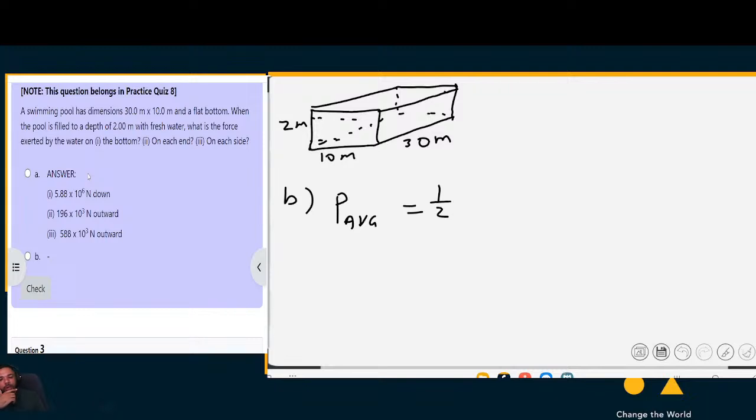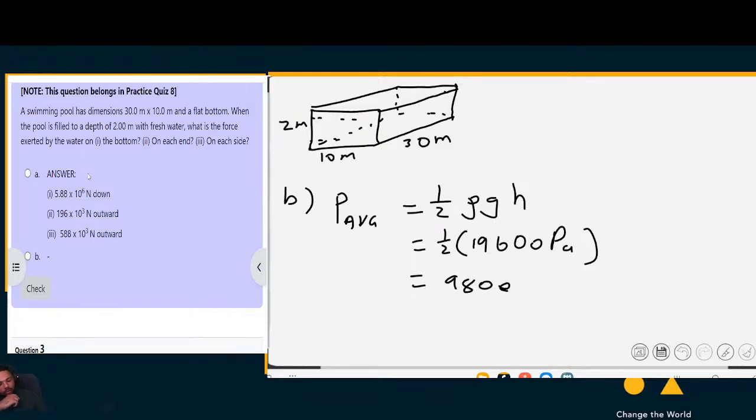In this case, you can do it using, of course, integrals, but we just take the average. If you do integrals, you get a formula, we want the exact average. So the density times g times h, and that is just a half times what we've already calculated to be 19,600 pascals. So the average pressure on this wall is about 9,800 pascals. So that's the average pressure.